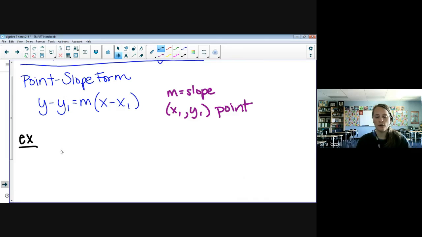So our first example, we want to write an equation with a slope of -4 that passes through (-2, 1). So they're going to give us a slope of -4, and it goes through (-2, 1). So we know our m is -4 and our -2 is the x1 and the 1 is the y1. And we're going to plug it into point-slope form.